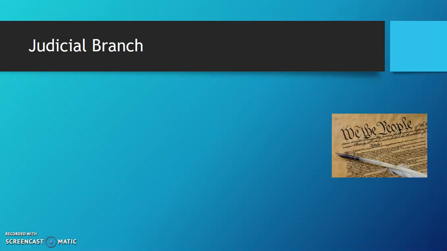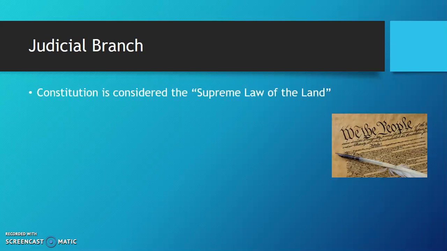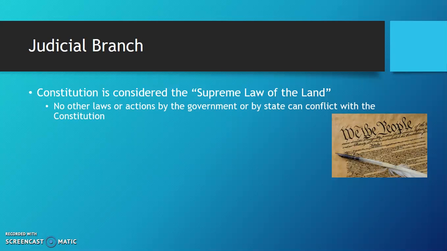When talking first about the Supreme Court, we have to understand the Constitution is the supreme law of the land. No other laws or actions by the government or by the state can conflict with the Constitution. The Constitution has the final say. The official job of the judicial branch is to protect the Constitution. They also help interpret the Constitution when it comes to laws.